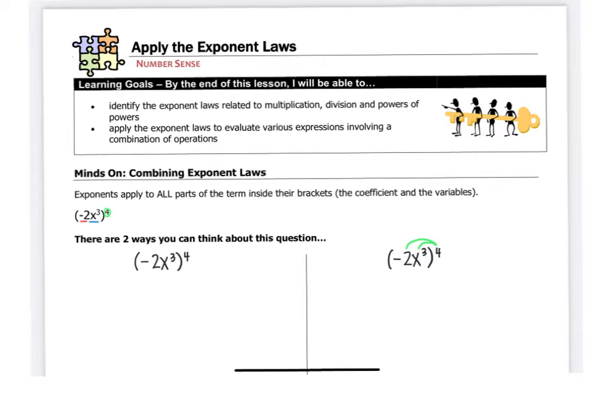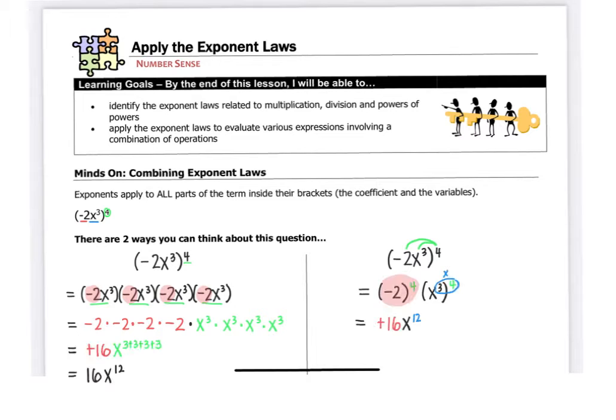There's two ways we can think about this. We can begin by writing out negative 2x to the power 3 four times, because the exponent 4 tells us to do that. Or we can write it out so that we apply the 4 to each component. So we apply the 4 to the negative 2 part of the base and to the x to the power of 3 part of the base. You can see as both examples are worked out that you're going to wind up with the same answer either way. Once again, we'll note that the second method is a little bit more efficient.